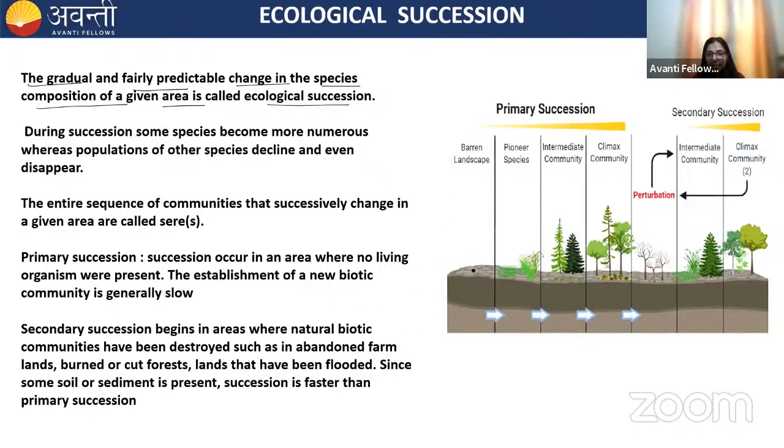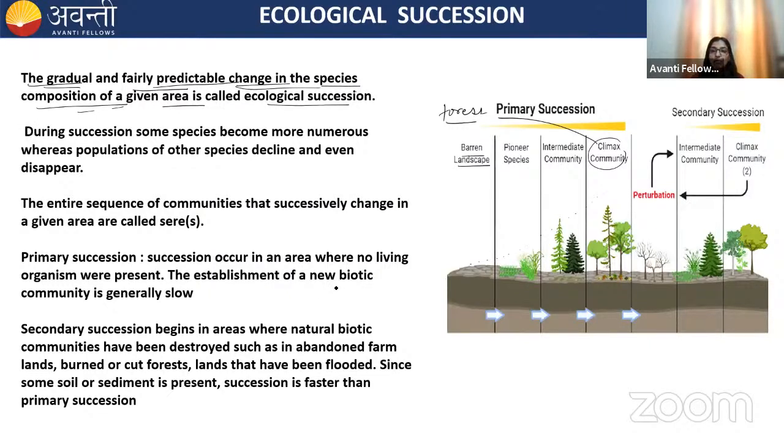You can see in this image, first there's a barren landscape, okay? And slowly, gradually, new species colonize this area, and later they form a climax community, which is the forest. So the gradual, that means slow, and predictable changes in the species composition of a given area is known as ecological succession.